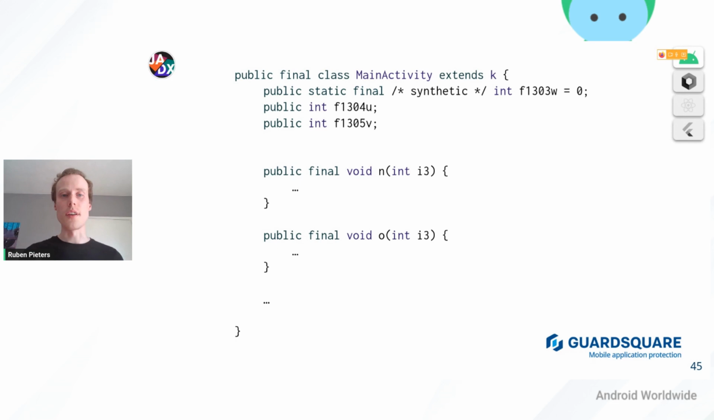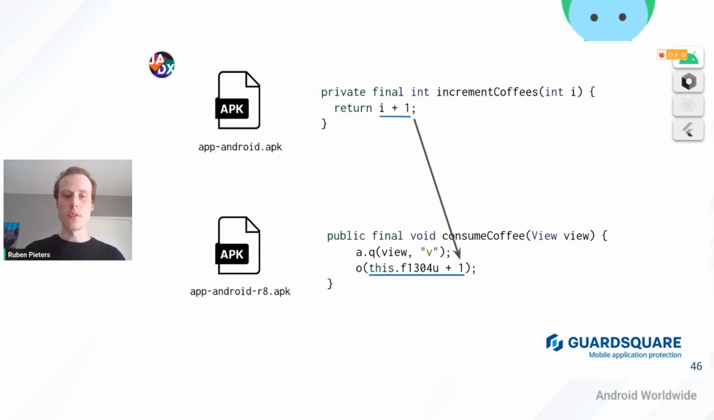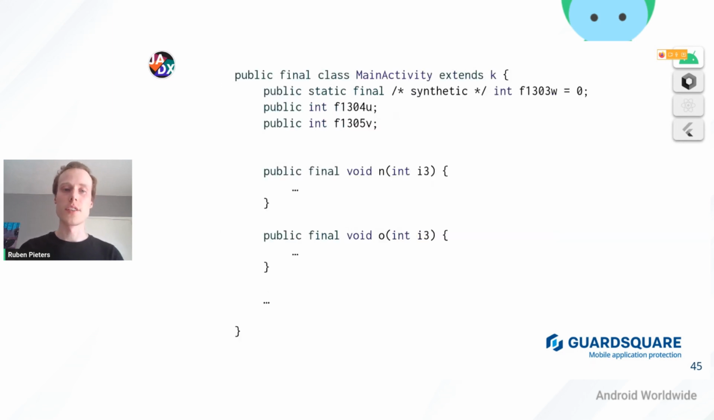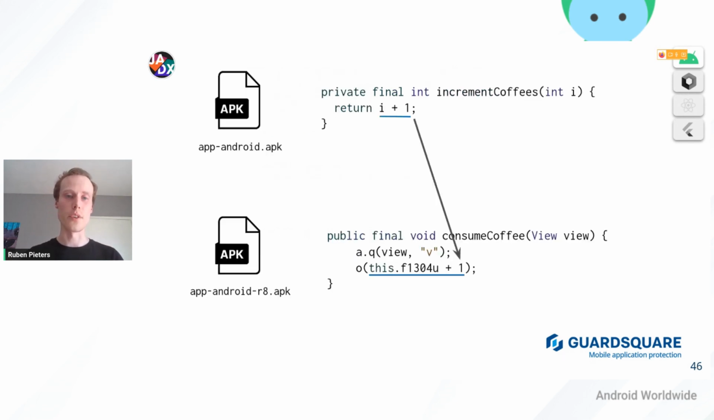So to get a grip and understand what's going on is a little bit more difficult, but the actual content inside the methods, we'll see that later, is still going to be mostly untouched. But it will be touched a little bit, because of optimizations, for example. So if you're going to look for something that looks like the increment coffees method, which increases its input value by 1, we're not going to find that because it has been inlined into another method. That's one of the optimizations that R8 has done.